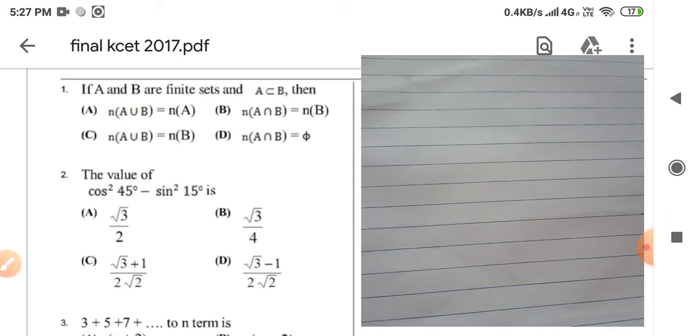Because most of you students are already prepared very nicely for the 2020 KCET, but you still have some doubts about how to manage the time, and within a short interval of time how to finish the paper, and what are the logics and tricks for it.